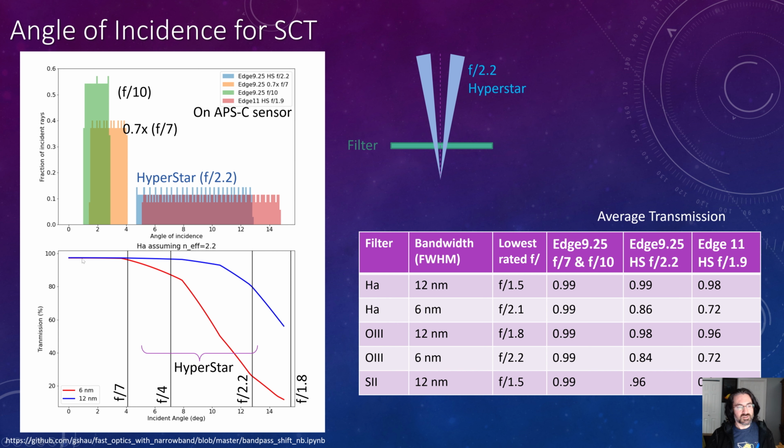In contrast, when we look at the 12 nanometer bandwidth filter, we're not starting to shift that transmission line off of our hydrogen alpha emission until we start hitting about this 9-degree level, at which point we're going to be shifting it off.